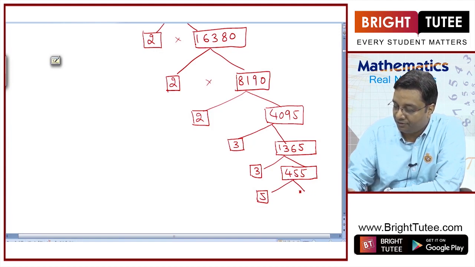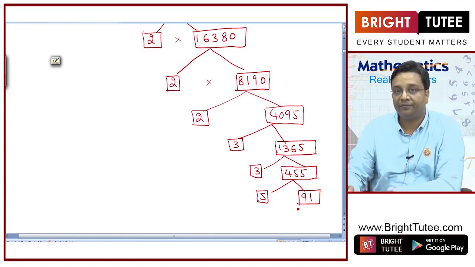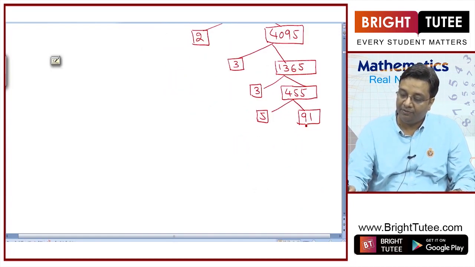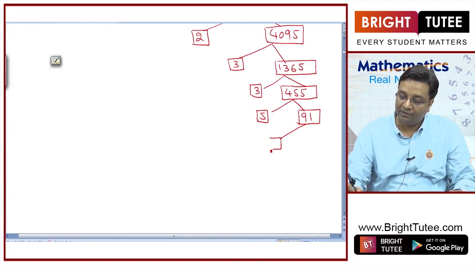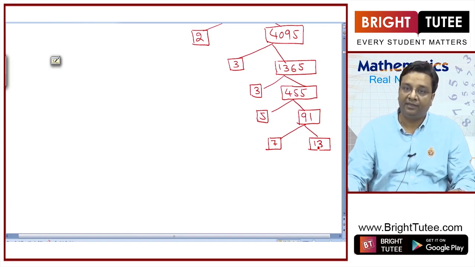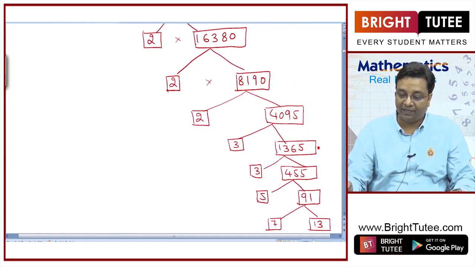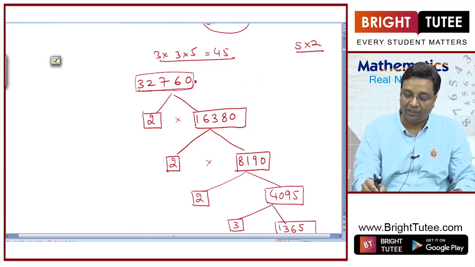If you divide this number by 5, you will get 5 9s are 45, 91, right? So the next prime here is 7. So let's divide it by 7 and you will get 13, right? So this is the prime factorization of 32760.